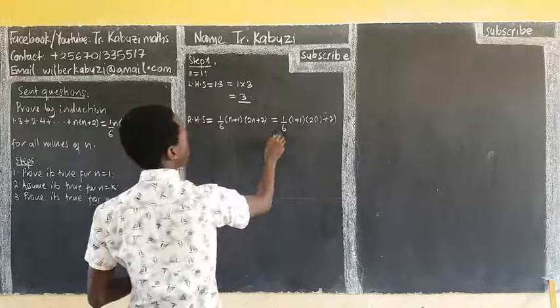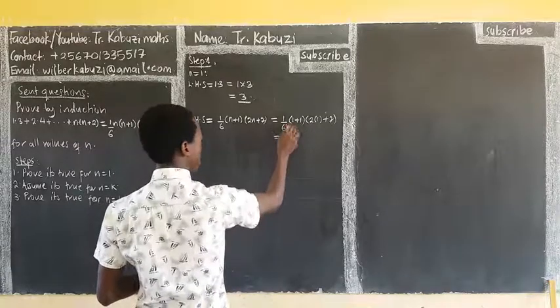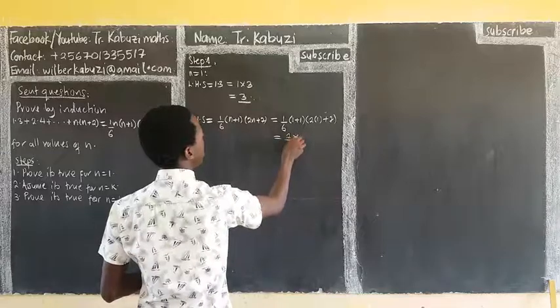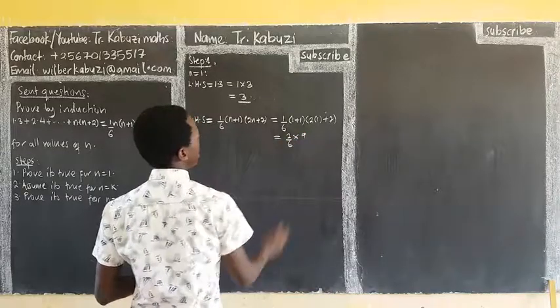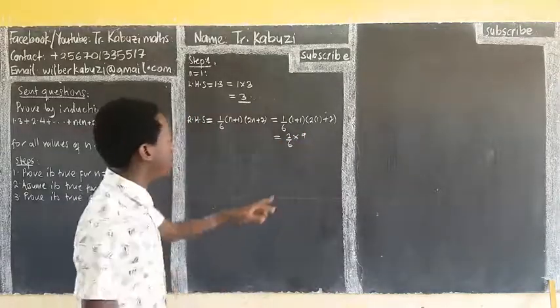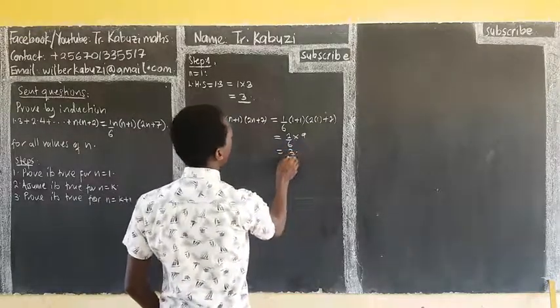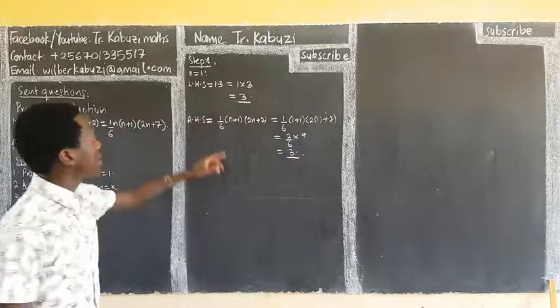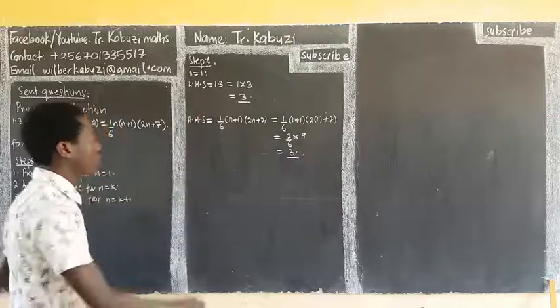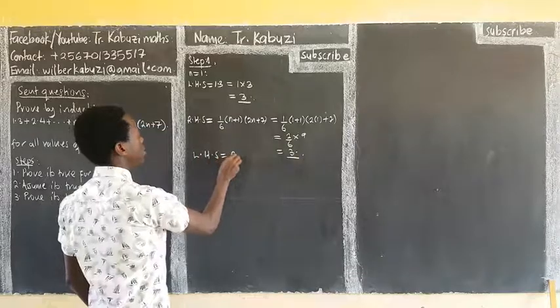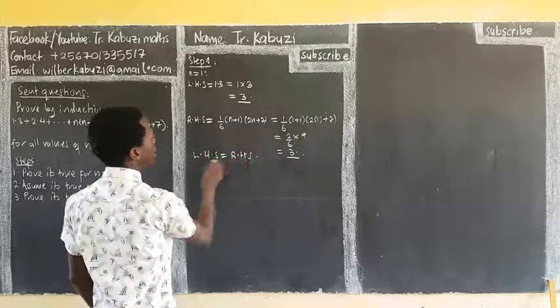So this is going to give us 2 over 6 times 9. So this is 3. We are getting a 3. So now the left hand side is equal to the right hand side.